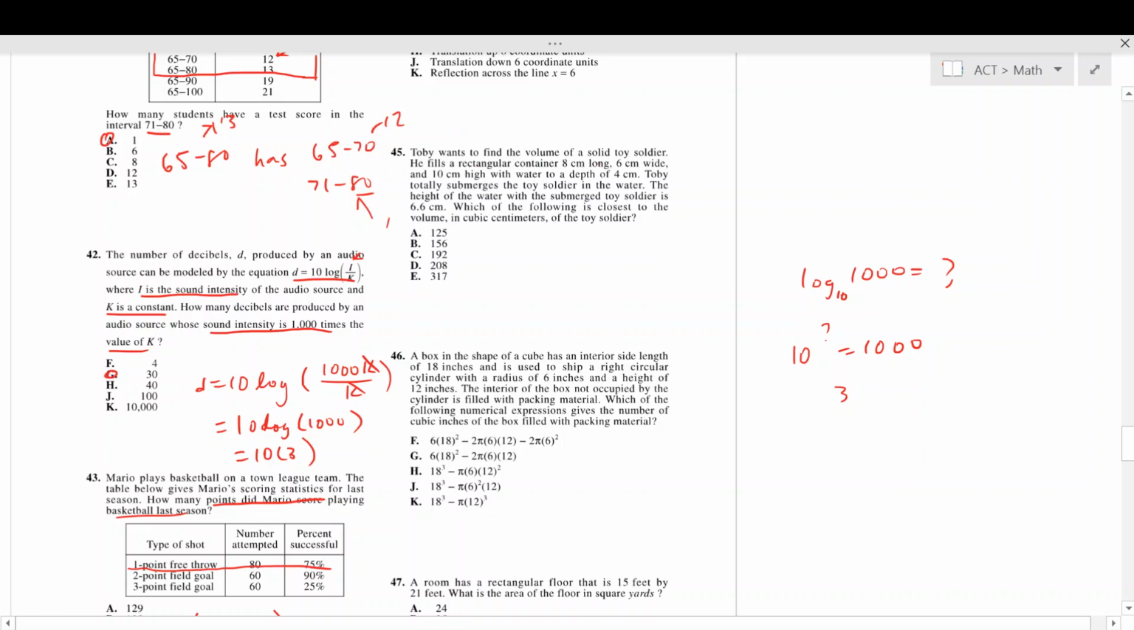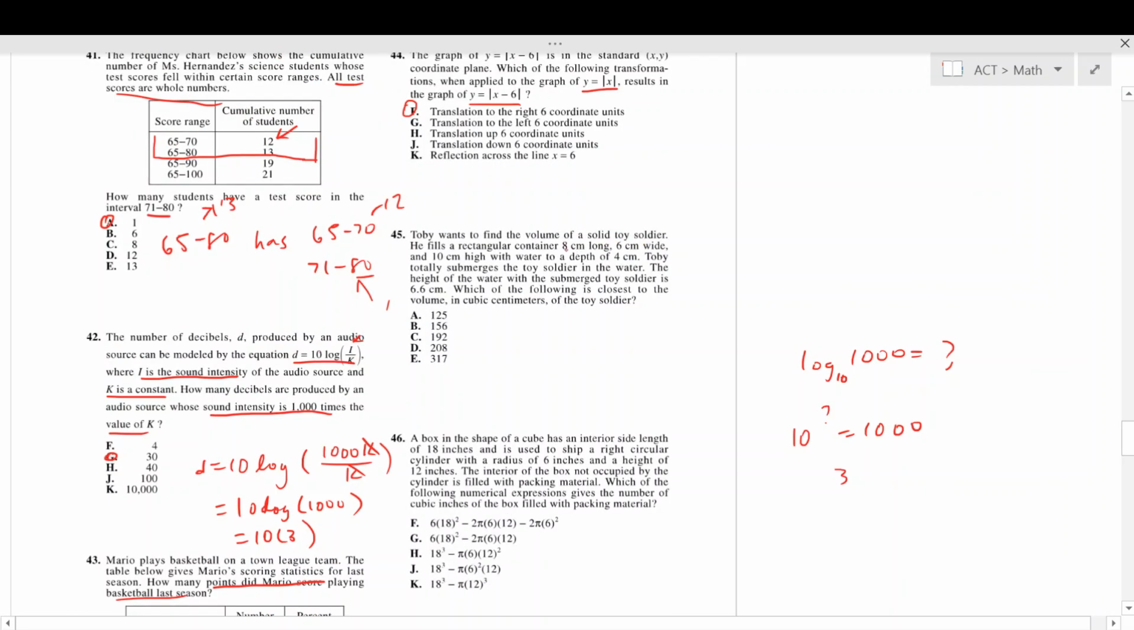Toby wants to find the volume of a toy soldier. He fills a rectangular container that is 8 centimeters long, 6 centimeters wide, and 10 centimeters high with water to a depth of 4 centimeters. So the water is only 4 centimeters high right now. He submerges a toy soldier in water, and the height becomes 6.6 centimeters. So the height went from 4 to 6.6. What is the volume of the toy soldier?